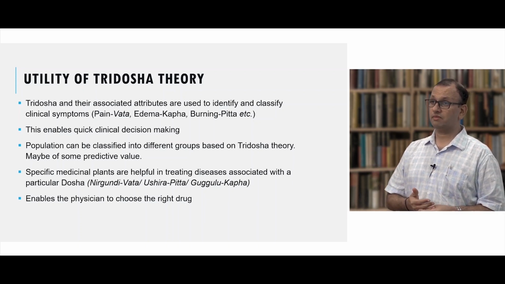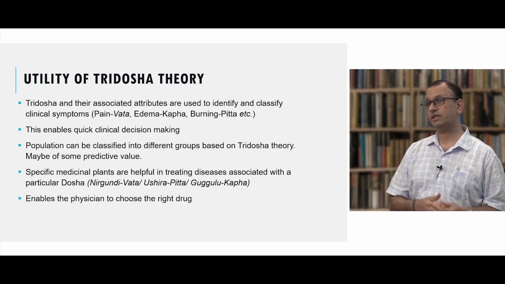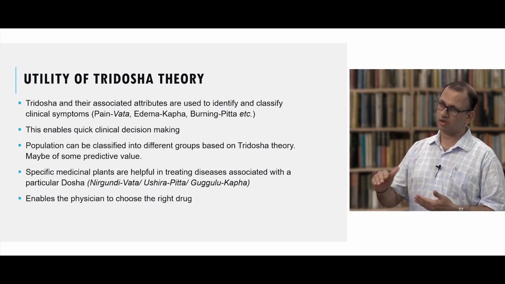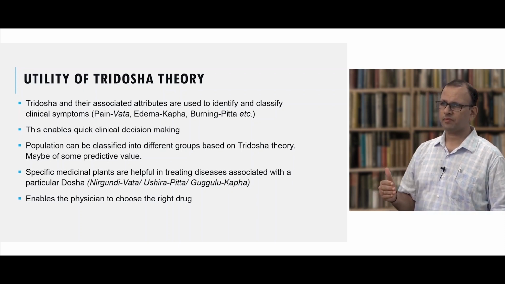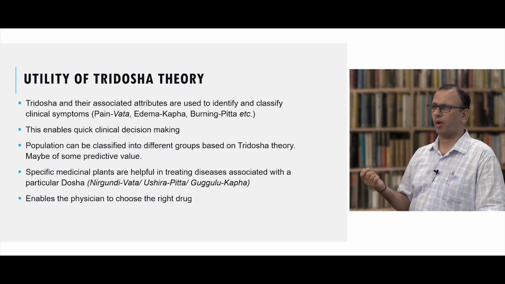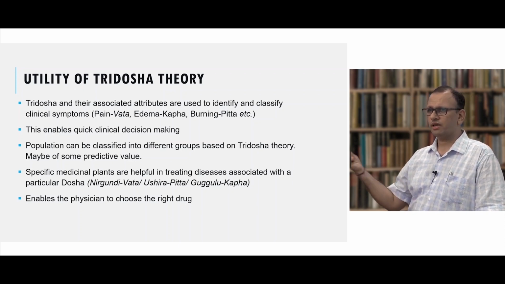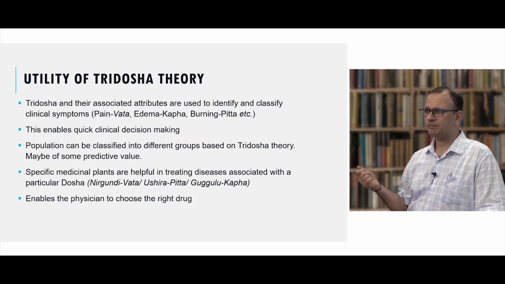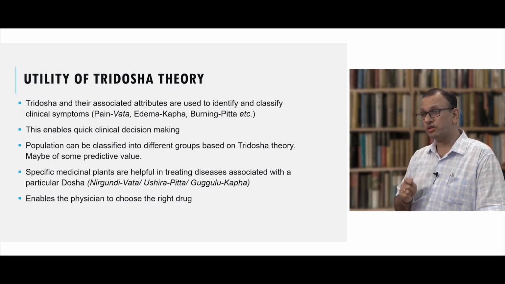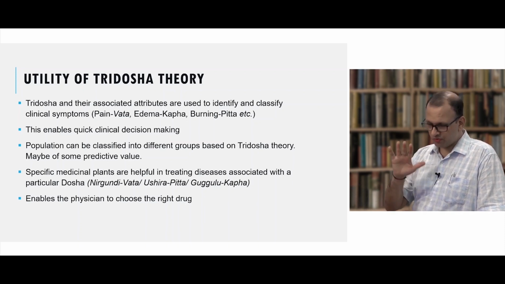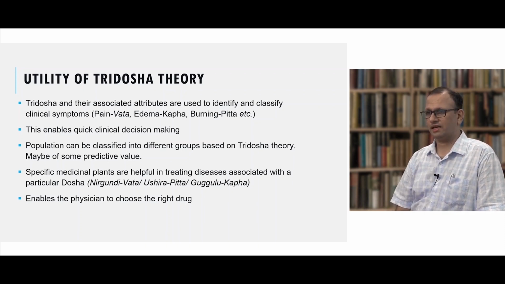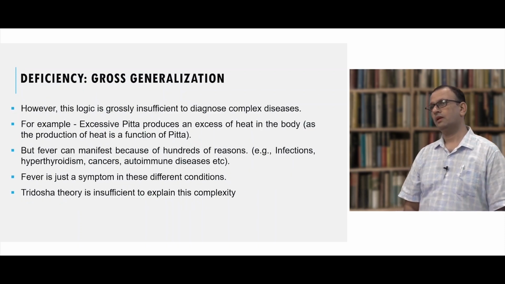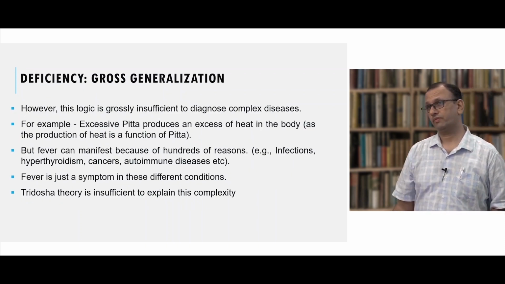Specific medicinal plants are helpful in treating diseases associated with a particular dosha. Again, each medicinal plant has specific doshahara property. For instance, Nirgundi, Vatahara; Ushira, Pittahara; Guggulu, Kaphahara, right? So it enables the physician to choose the right drug. So it is helpful in a normal clinical setup to a certain extent, definitely, right? Now, coming to the limitations.